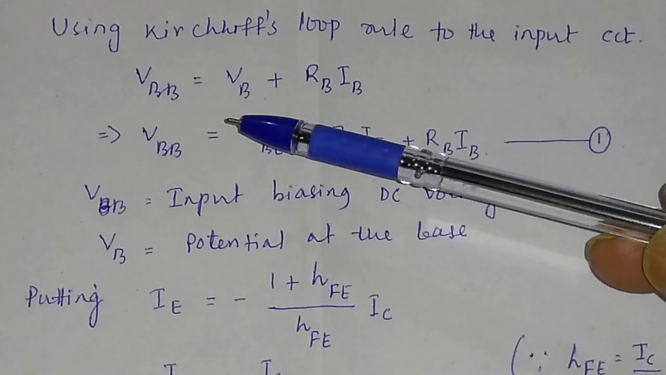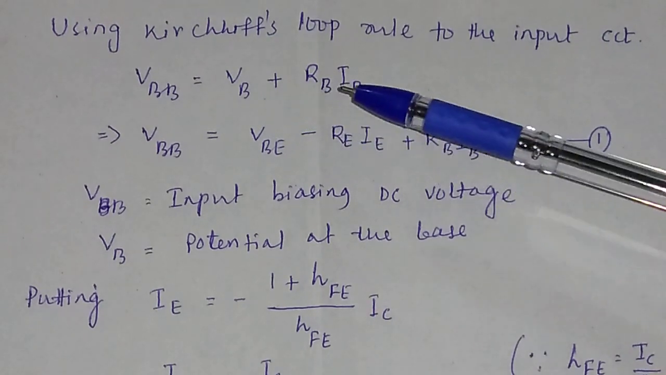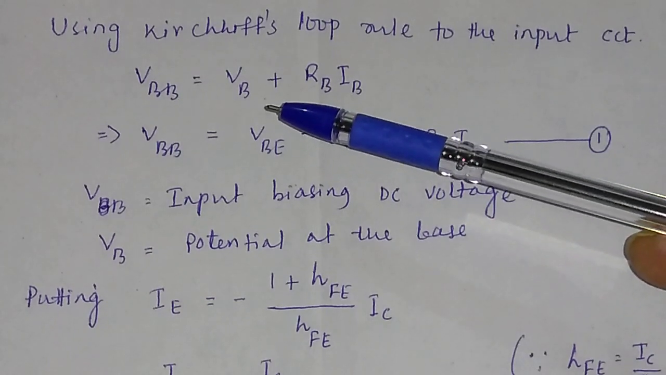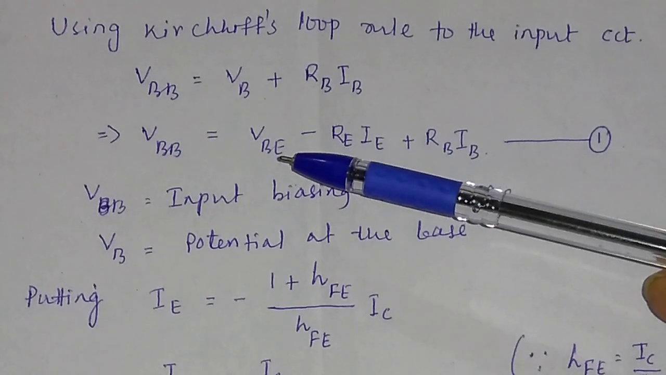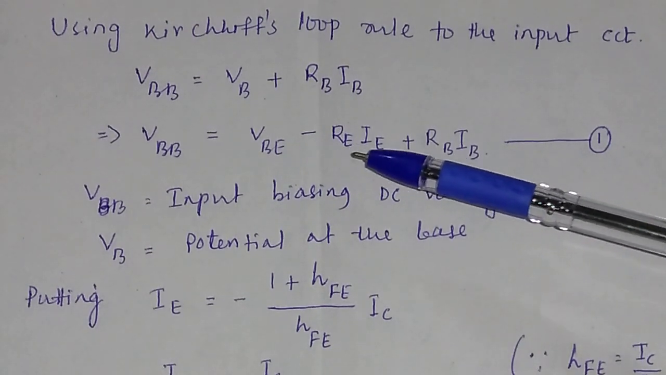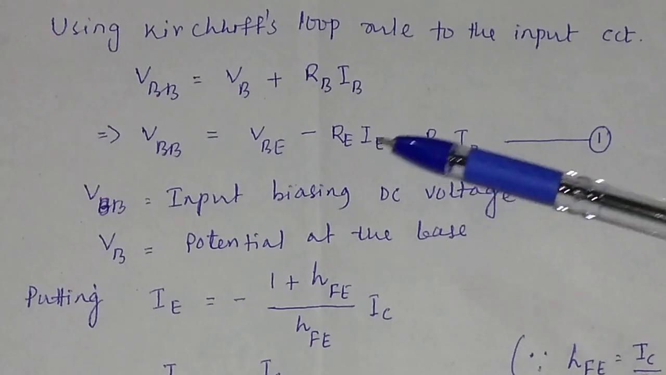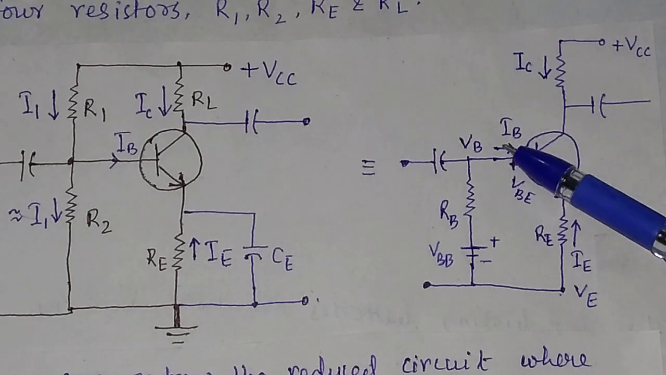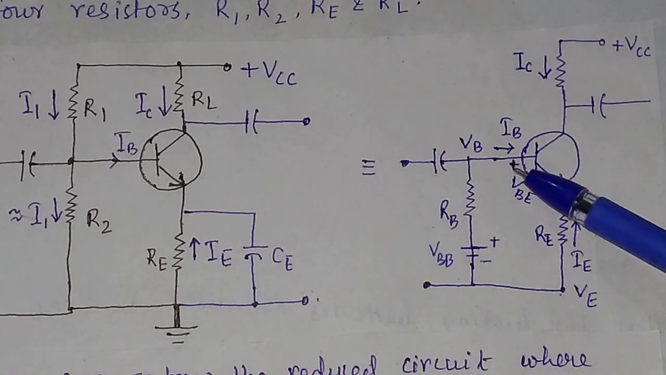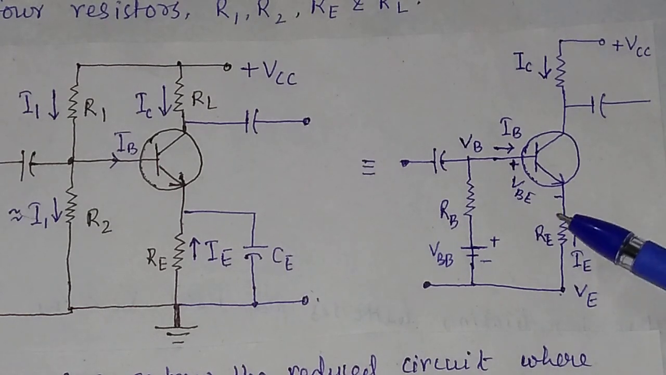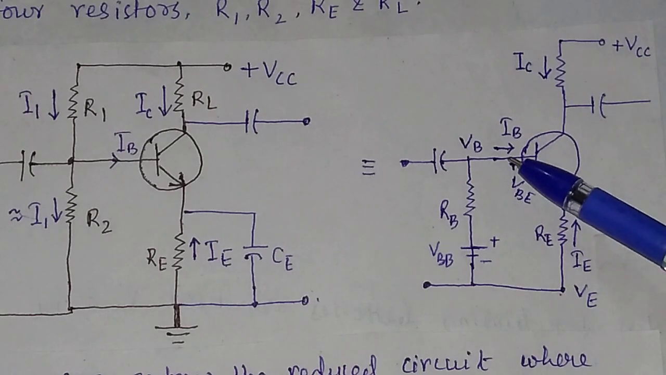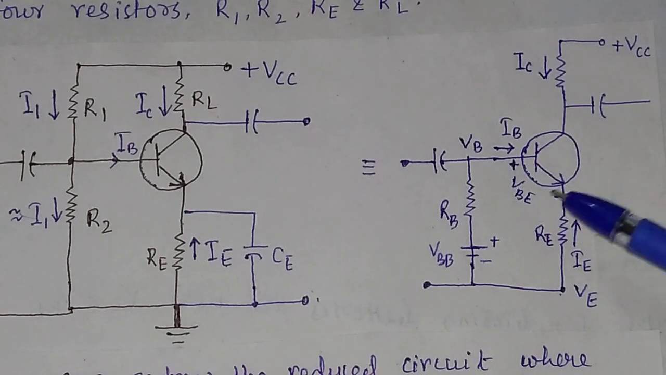So you see VBB is equal to VB plus IB into RB. So what will be VB? The potential at the base. The potential at the base is equal to the potential difference between the base-emitter junction minus the potential drop across the RE. You see in the circuit, the potential given to this base is equal to the potential drop across the RE, that is the emitter resistor, and the potential difference between the base and the emitter, that is VBE.